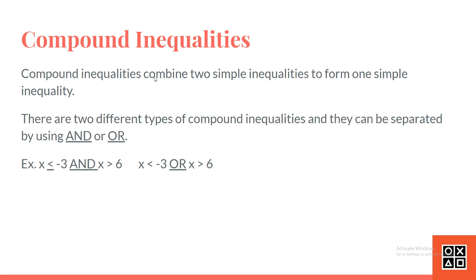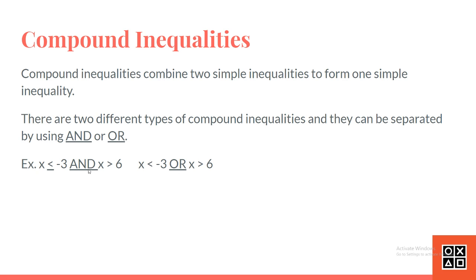Compound inequalities. Compound inequalities combine two simple inequalities to form one compound inequality. There are two different types of compound inequalities, and they can be separated by using "and" or "or". So for example, we have x is less than or equal to -3 and x is greater than 6. And for the second example, we have x is less than -3 or x is greater than 6.